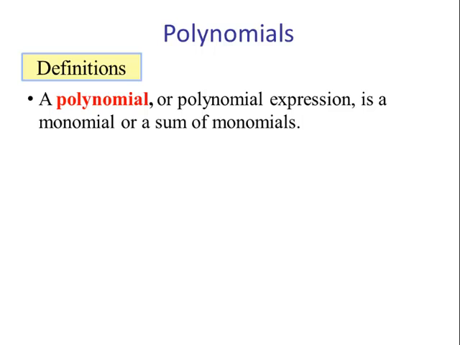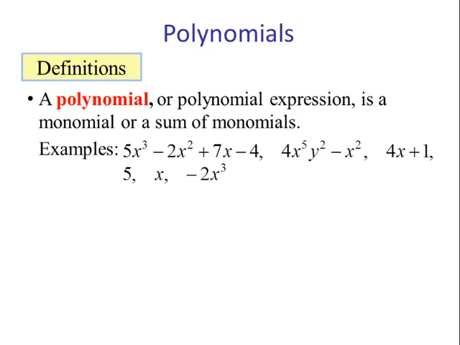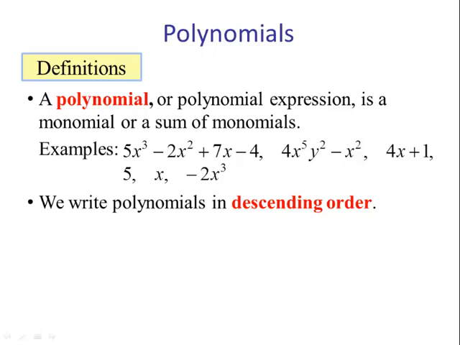A polynomial or polynomial expression is a monomial or a sum of monomials. Example. So this is a polynomial that has 4 terms. The terms are separated by addition or subtraction. This is a 2-term polynomial. So is this a 2-term polynomial. 5 is a polynomial because it's a monomial. So is x. And so is negative 2x to the 3rd. We write polynomials in descending order.